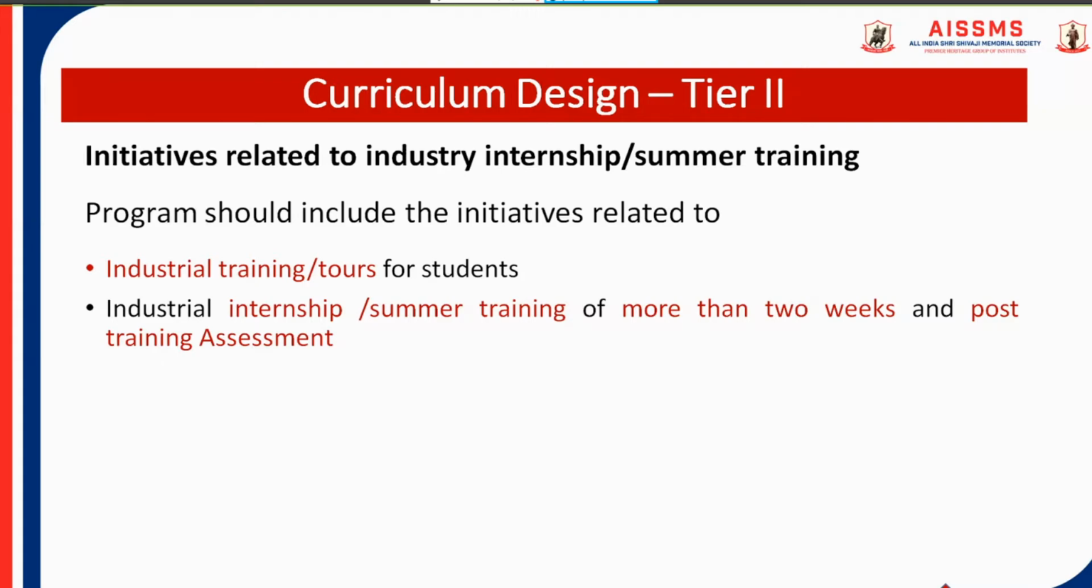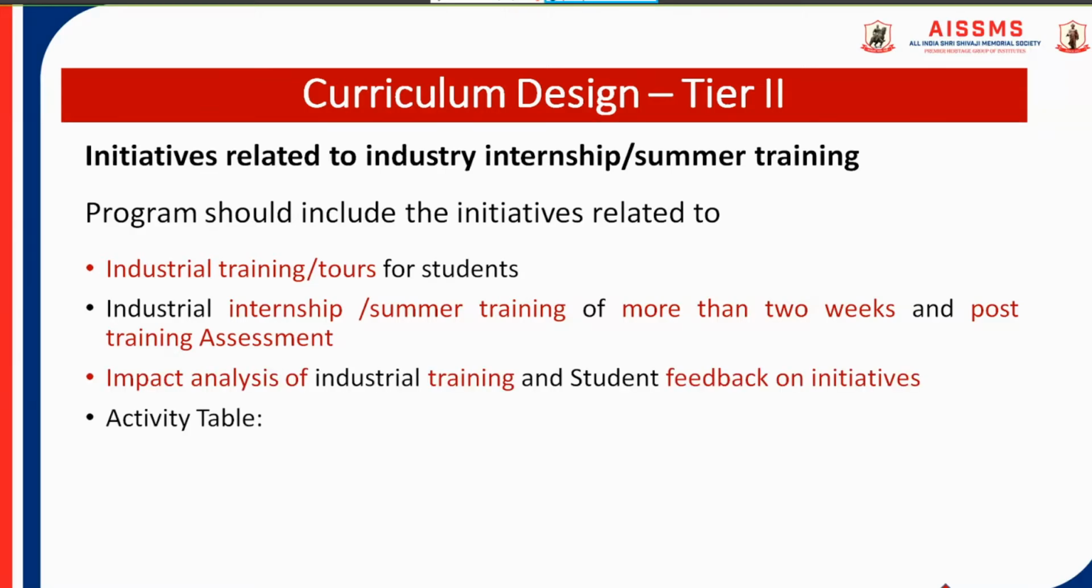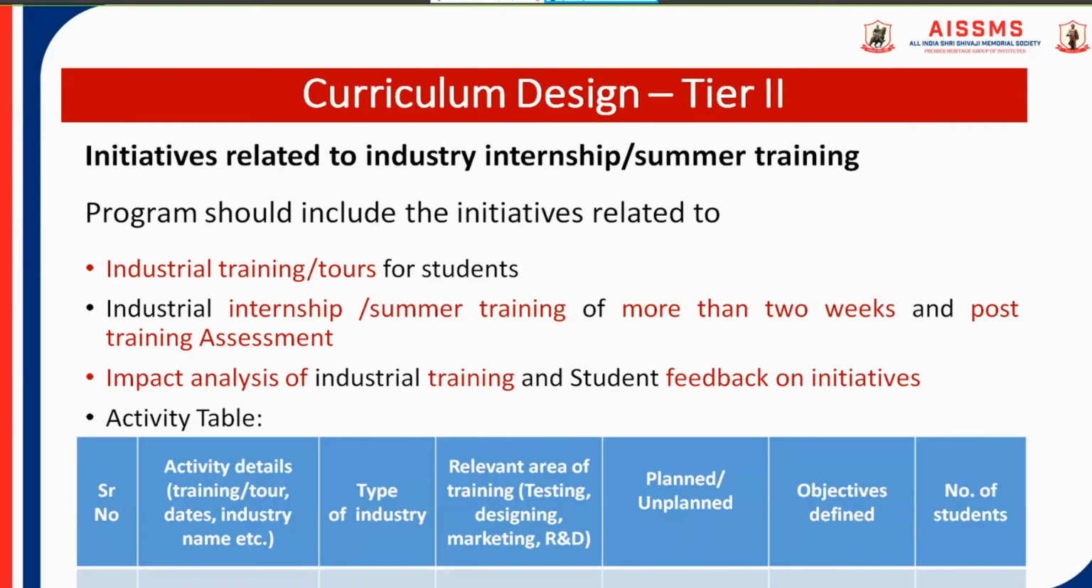Then impact analysis, I already talked about, of the industrial training and the student feedback on the initiatives. Activity table, let us see how this activity table is. So we can have a table like this: activity details, that is training, tour, then type of industry, then the relevant area of training, whether they have learned about testing, designing, marketing, R&D, whether it was planned or unplanned, then what the objectives defined are, then number of students.